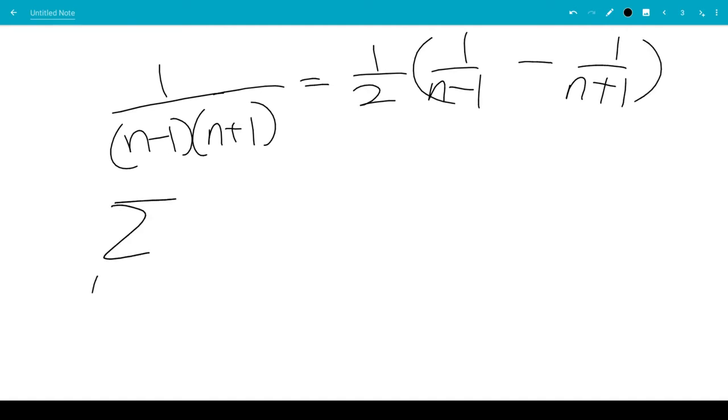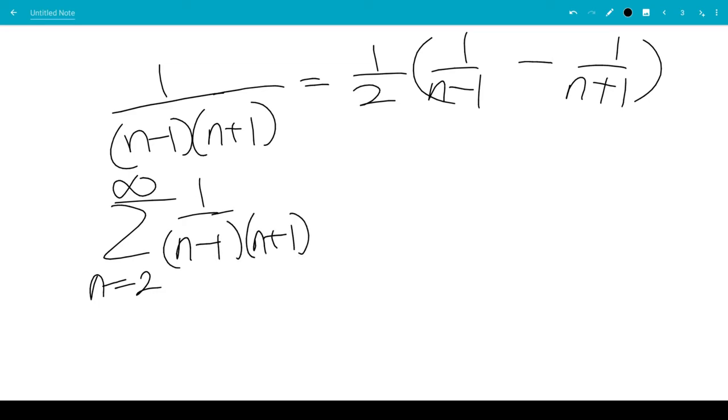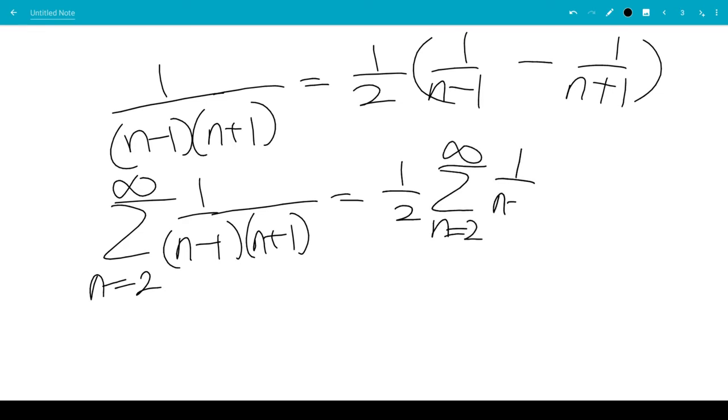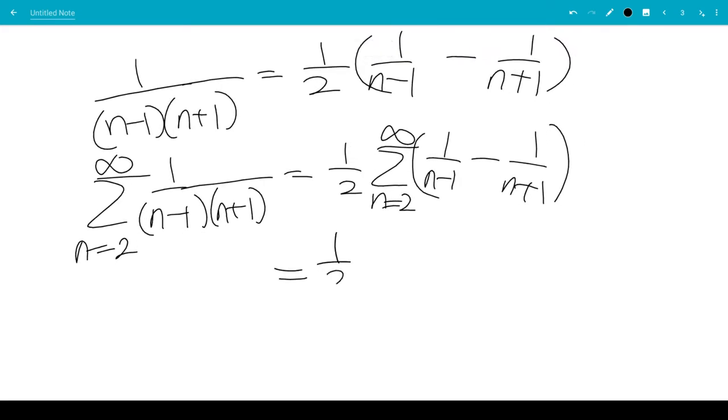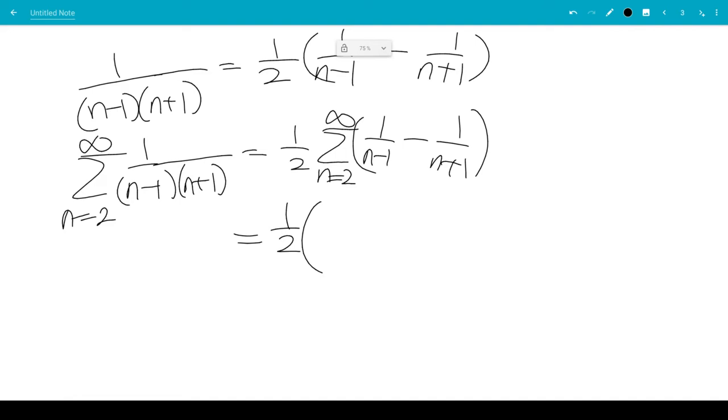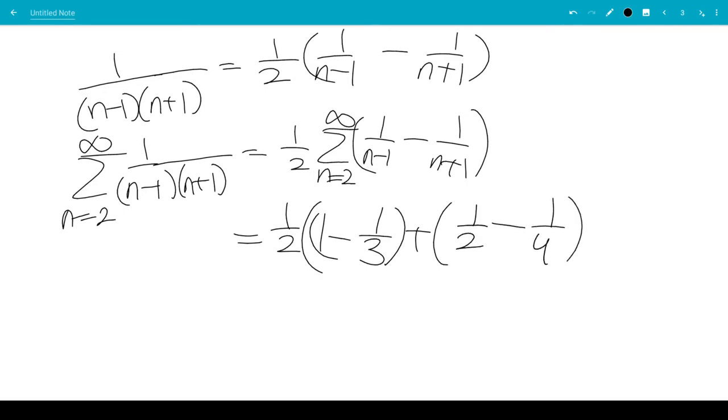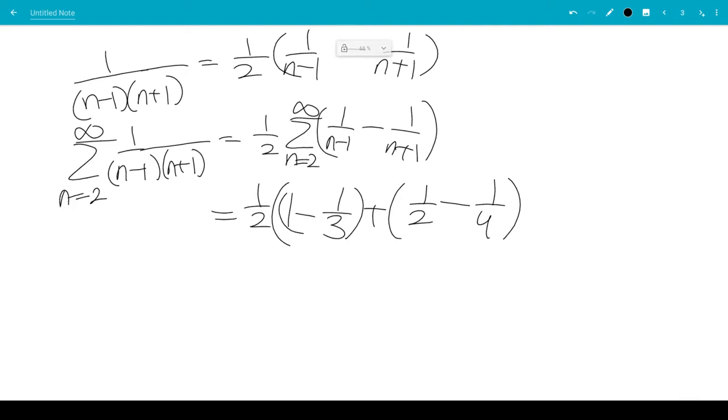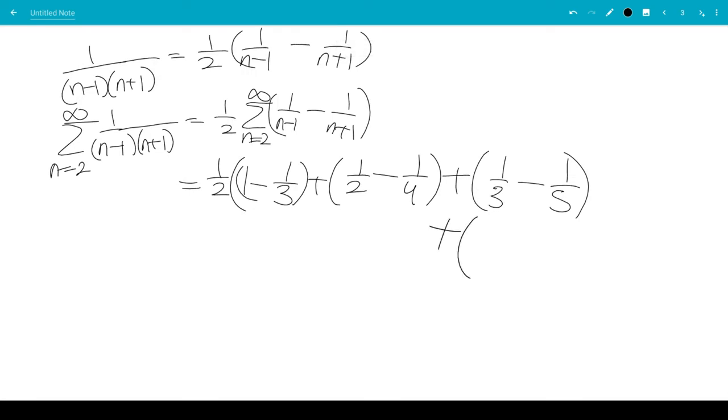So the sum, as n goes from 2 to infinity, of this is 1/2 times the sum as n goes from 2 to infinity of 1 over n minus 1 minus 1 over n plus 1. So we're just going to plug in a couple of values. This will be 1 minus 1/3, plus, when we plug in 3, 1/2 minus 1/4, plus, when we plug in 4, 1/3 minus 1/5, plus 1/4 minus 1/6, and so on.